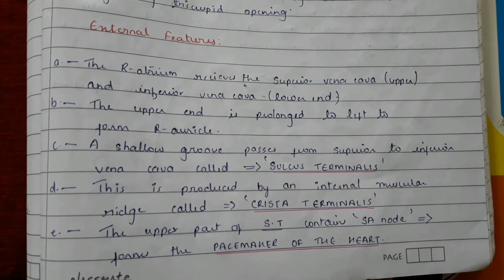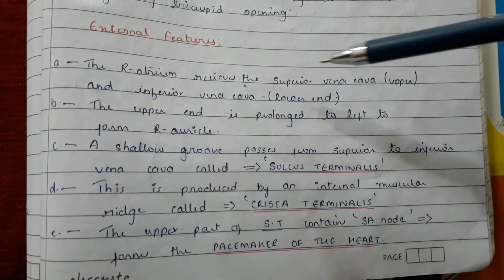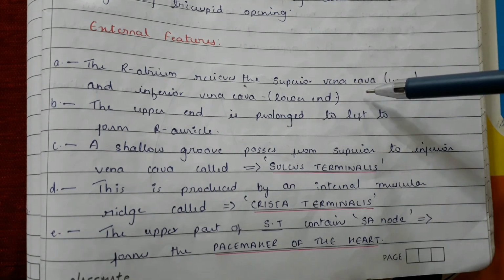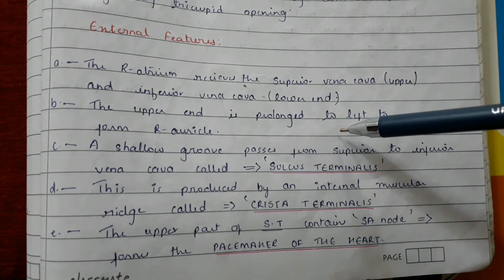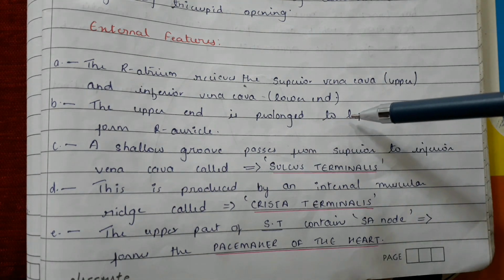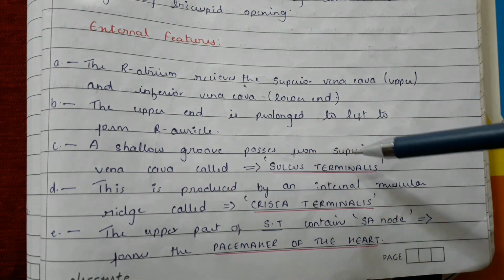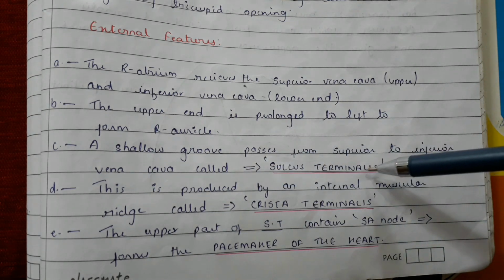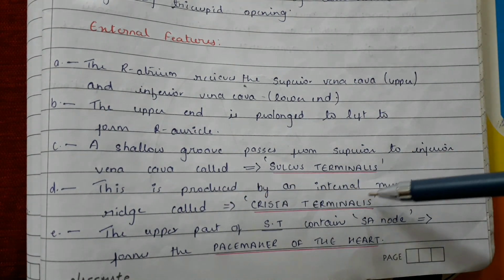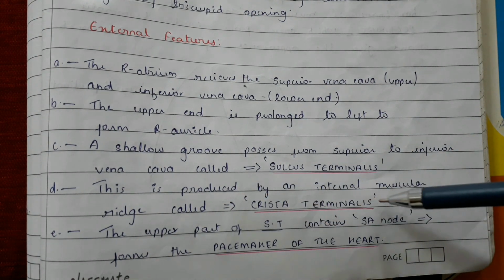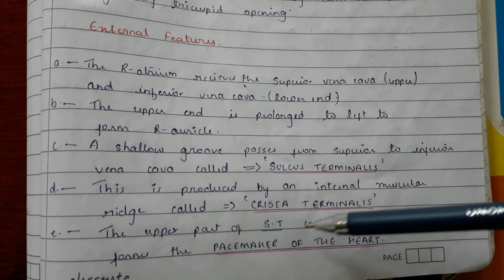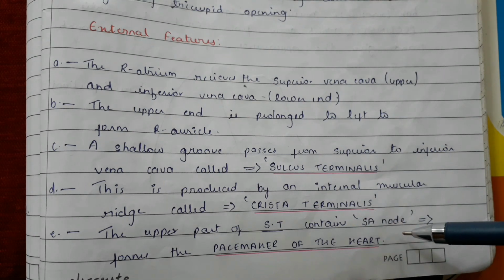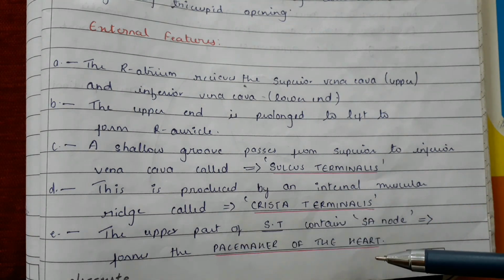External features of the right atrium. The right atrium receives the superior vena cava from the upper end and the inferior vena cava from the lower end. The upper end is prolonged to the left to form the right auricle. A shallow groove passes from the superior to the inferior vena cava called the sulcus terminalis. This is produced by an internal muscular ridge called the crista terminalis. The upper part of the sulcus terminalis contains the SA node, which forms the pacemaker of the heart.